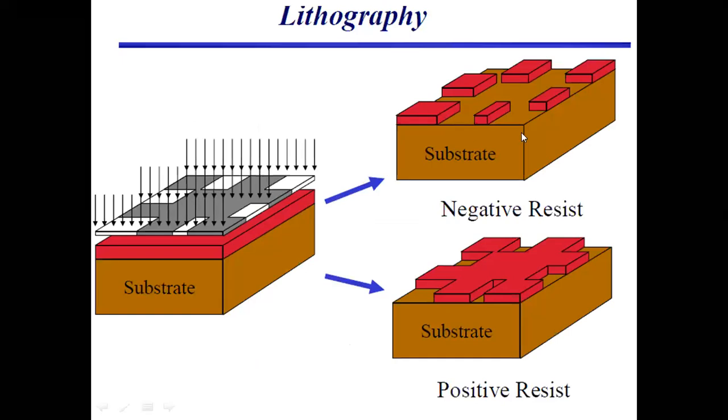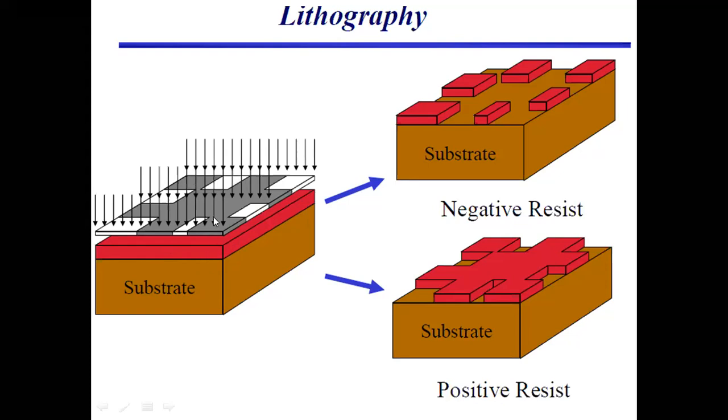Again, we have a mask, and on the mask you see a feature. On the substrate we have spin coated the photoresist, and we want to transfer this pattern onto the substrate. Again, that depends upon the type of photoresist which you want to use. If you are using positive photoresist, then the same feature would be transferred on the substrate.